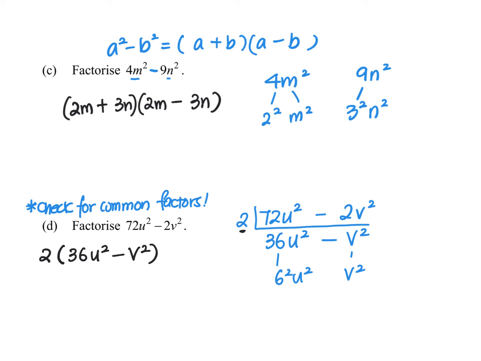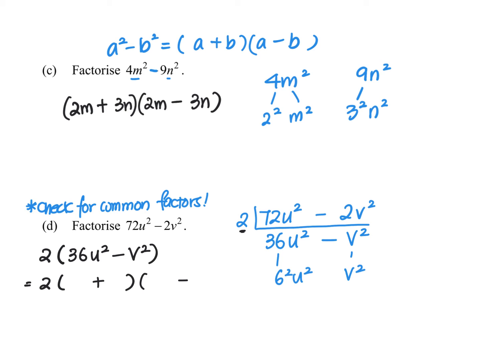Please write down this step in your working. There will be marks for the working itself. Alright, then after that, we keep the 2, do not throw away the 2. And now we are going to apply the special product. A squared minus b squared equals a plus b, a minus b.